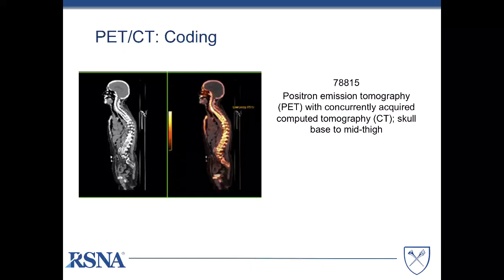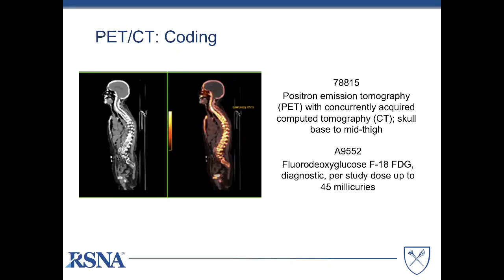Second, the code for the radiopharmaceutical used is also reported, in this case, A9552 F18 FDG. Again, remember to code for both the scan performed as well as the radiopharmaceutical administered.